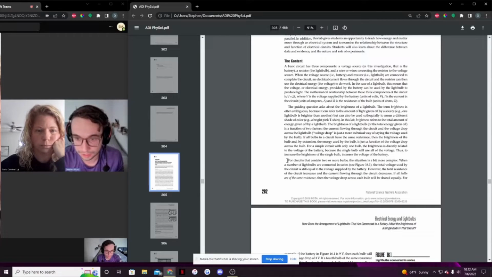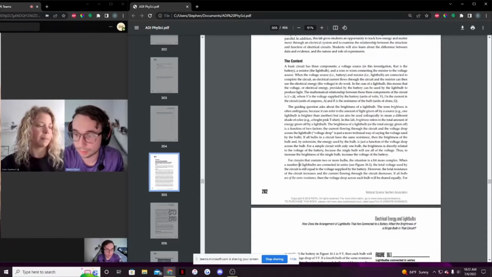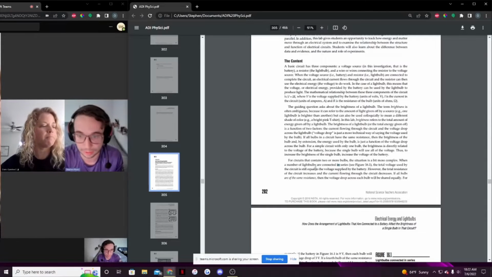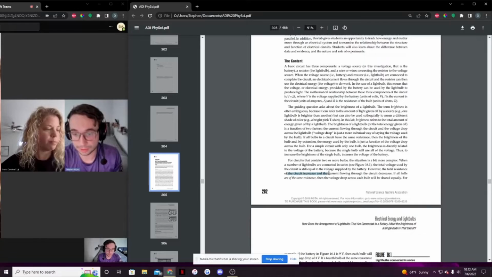Finishing up here, for circuits that contain two or more bulbs, the situation can get a bit more complex. When the light bulbs are connected in series, the total voltage used by the circuit is still equal to the voltage supplied by the battery. However, the total resistance of the circuit increases and the current flowing through the circuit decreases.